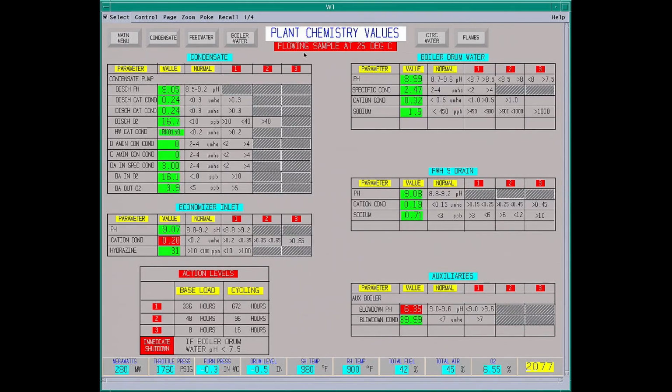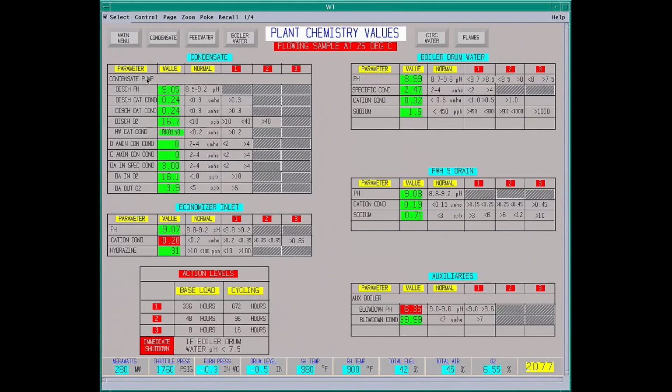The big thing, the sample temperature is 25 degrees Celsius or 77 degrees Fahrenheit. This is critical as this will affect your analysis results. All your pH probes do temperature correct, and your conductivity probes will temperature correct, but it's still a really good idea in operations to maintain the 25 degrees Celsius in all your water samples.